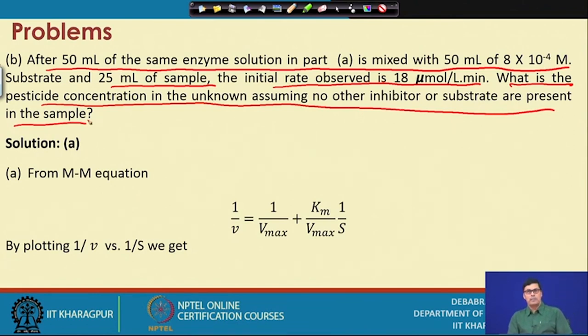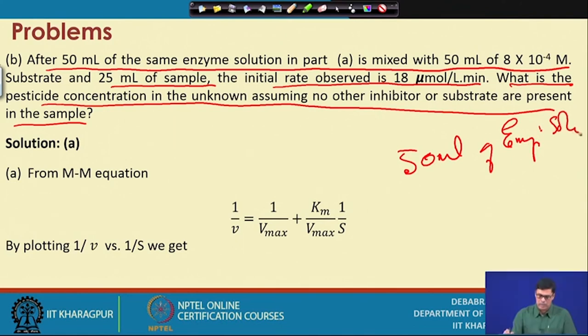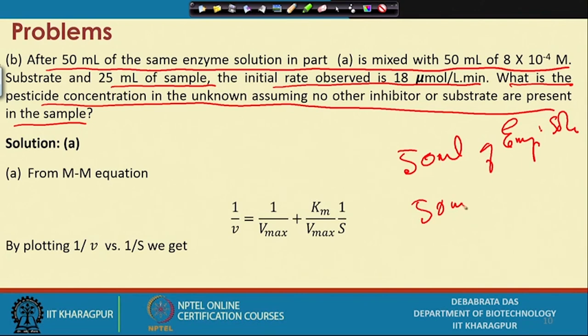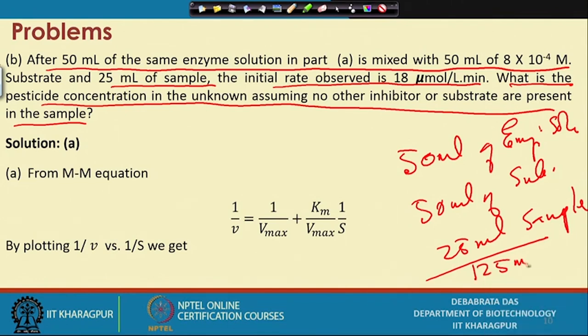Now, what does it mean? Let us try to understand. What it is saying is that 50 milliliter of the enzyme solution, the same enzyme solution, is mixed with 50 milliliter of substrate, am I right? And 25 milliliter of sample. Sample means pesticide sample. So what is the total volume coming? 125 milliliter, am I right?